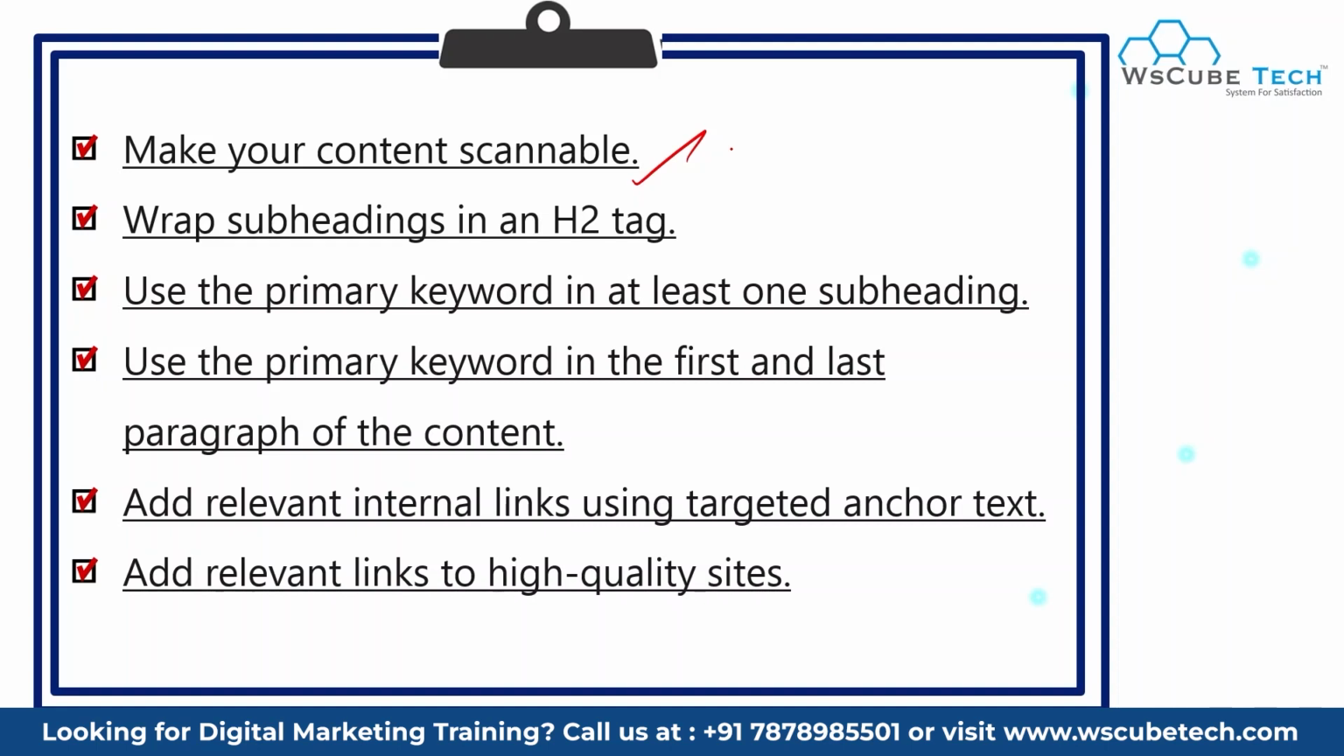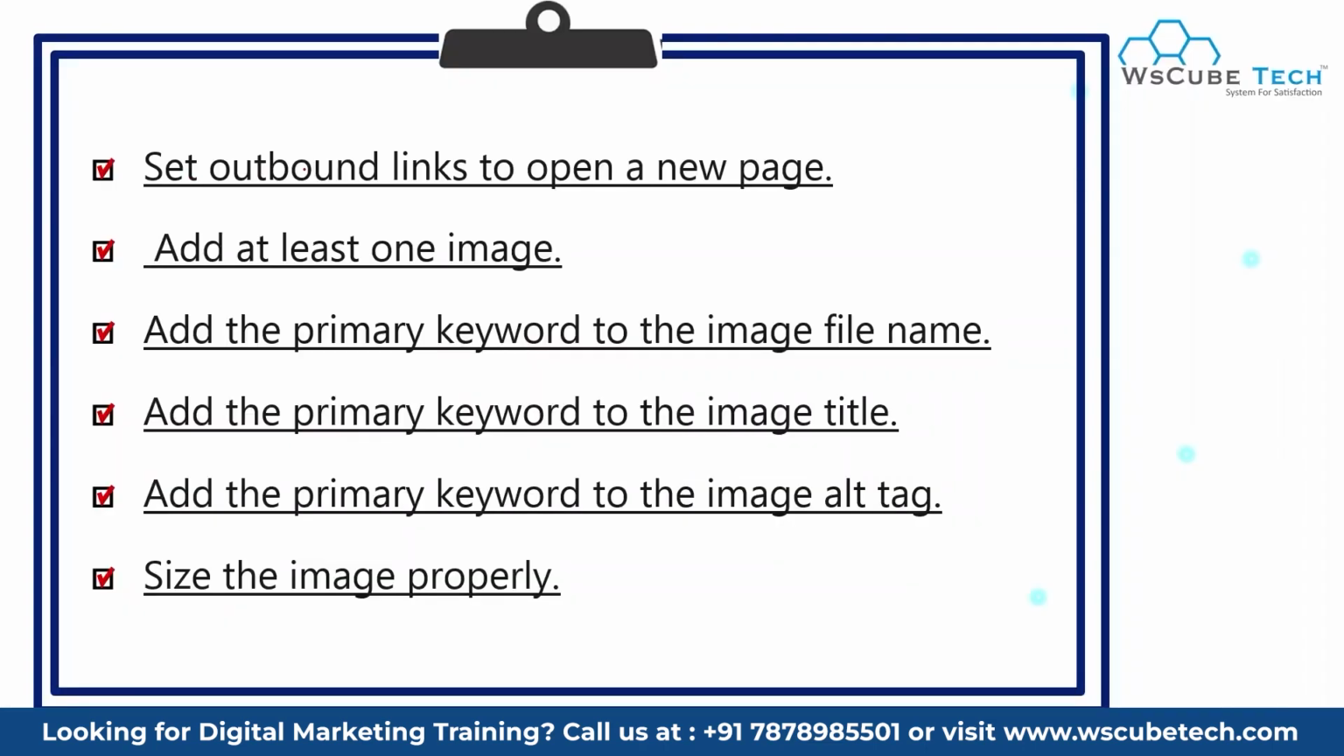Wrap your subtitles in an H2 tag. Use the primary keyword in at least one subheading. Use the primary keyword in the first and the last paragraph of your content. Add relevant internal links using targeted anchor text. Add relevant links to high quality sites. Set outbound links, or you can say external links, to open up in new pages.